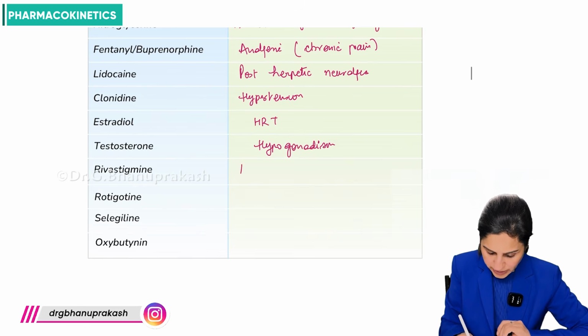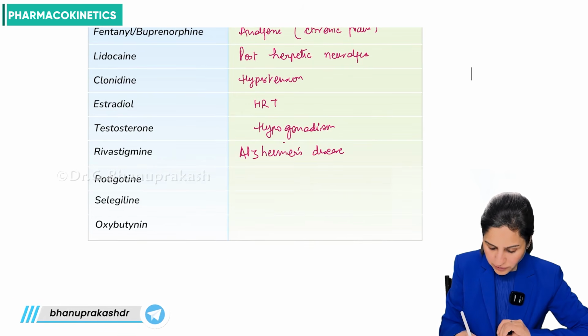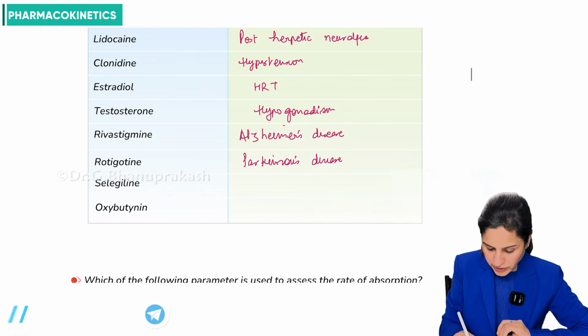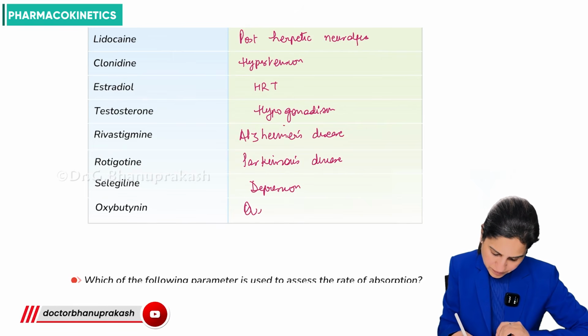Rivastigmine is used for Alzheimer's disease. Rotigotine for Parkinson's disease. Selegiline for depression. Oxybutynin for overactive bladder.